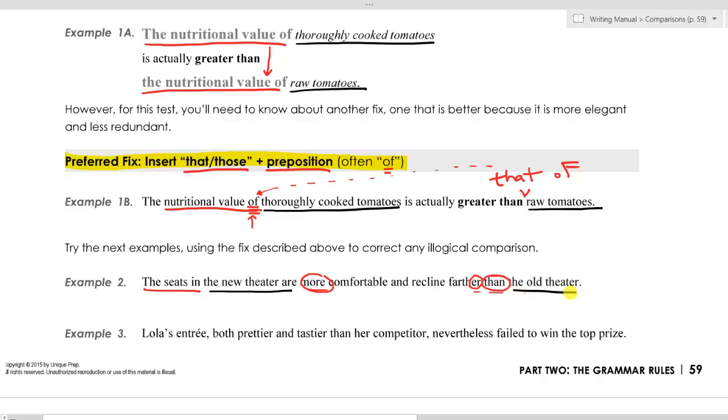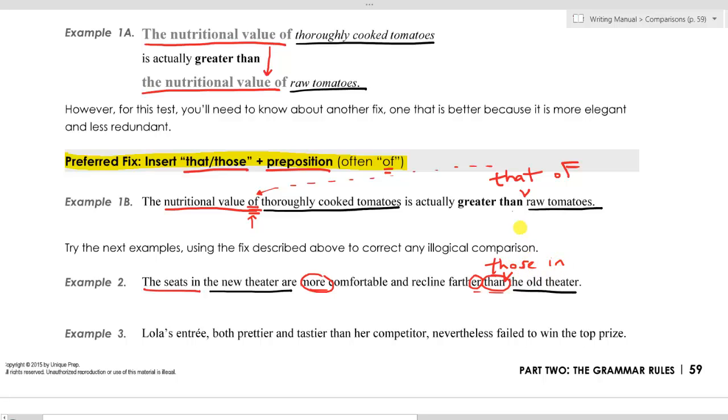So this sentence is saying that the seats in the new theater recline farther than the old theater, as if the old theater reclines, which is sort of weird. You would think that would be a very dangerous situation if the theater was reclining. I would get out of that theater immediately. But anyway, to fix this error, what we would do is say the seats in the new theater are more comfortable and recline farther than the seats in the old theater. But again, remember our more elegant, our briefer change, we can say than those in the old theater.